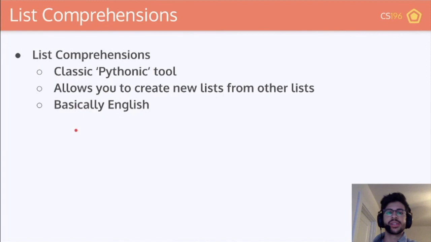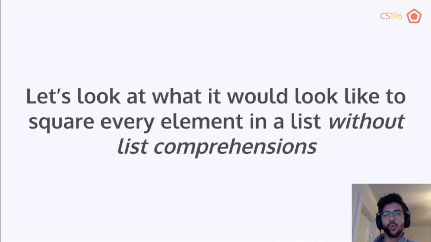So let me show you exactly what I mean by first demonstrating the functionality of what you would get out of a list comprehension, without a list comprehension. Here is what it would look like if we wanted to square every element in a list without list comprehensions, which I haven't shown you yet, but just keep this idea in mind. First, I want to show you what it would look like to square every element in a list and store it in a new list.